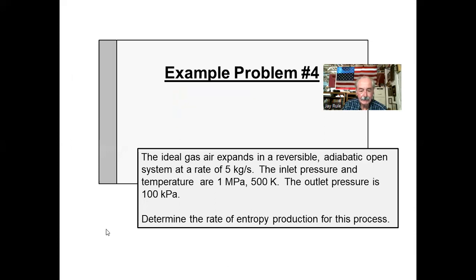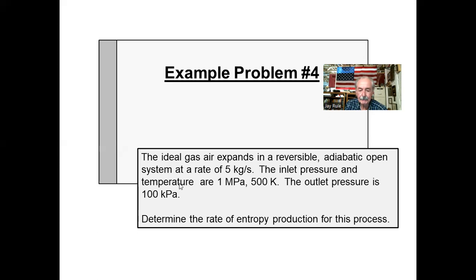Now it says example problem 4, but I only remember doing 2 problems. Oh, shame on me. This must be example problem number 3, I guess. No, maybe we did. Yeah. Example problem number 4. Ideal gas. The ideal gas air expands in a reversible adiabatic open system. Sounds like a turbine. At a rate of 5 kilograms per second. That's m dot.